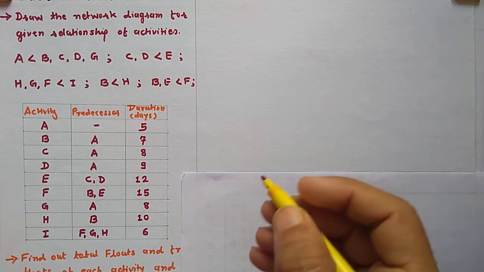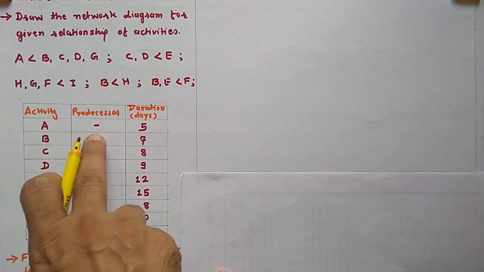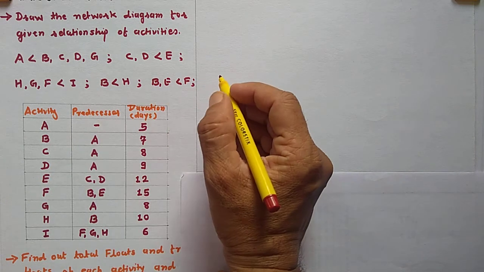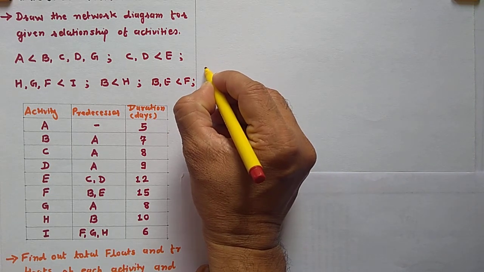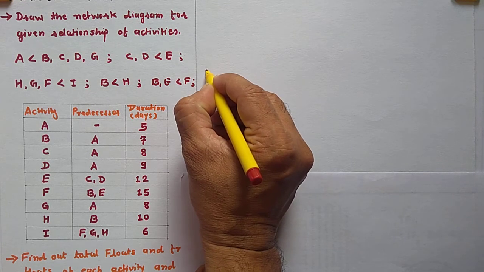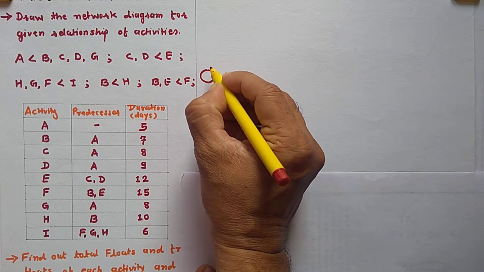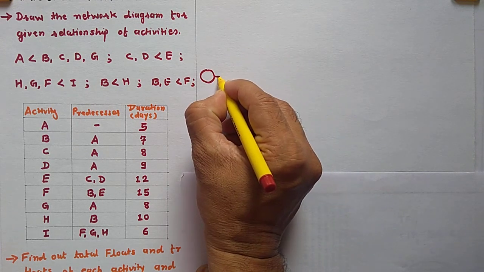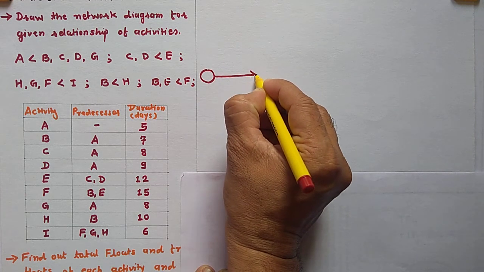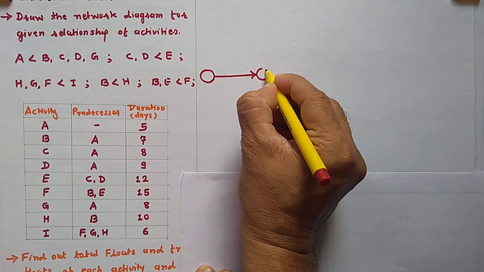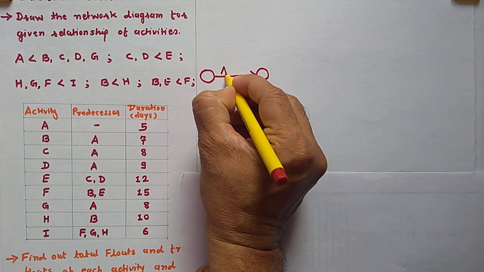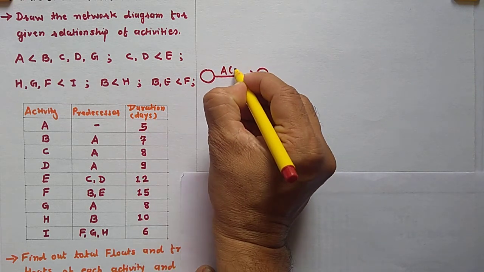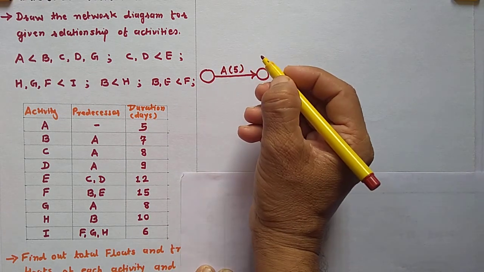Here activity A has no predecessor. So this is event 1 and this is activity A. The duration is 5 days.